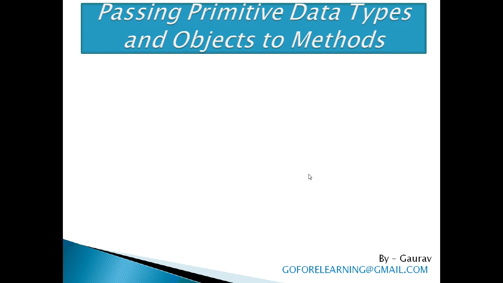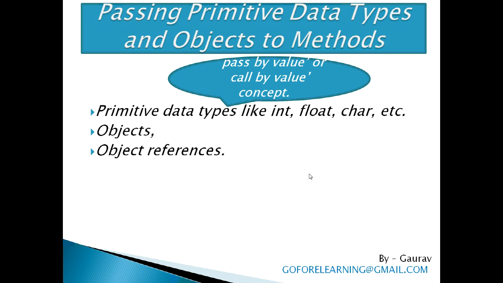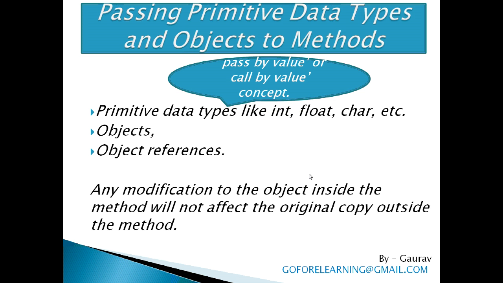Now, how can we pass primitive data types and objects to a method? I have seen in many places that primitive data types are passed to a method by value and objects are passed by reference, but pass by reference is not valid in Java. Primitive data types like int, float, char, etc., objects, even object references, everything is passed to the method using the pass by value or call by value concept. This means their bit by bit copy is passed to the method. Any modification to the object inside the method will not affect the original copy outside the method. So when we come out of the method, we find the original value unchanged.